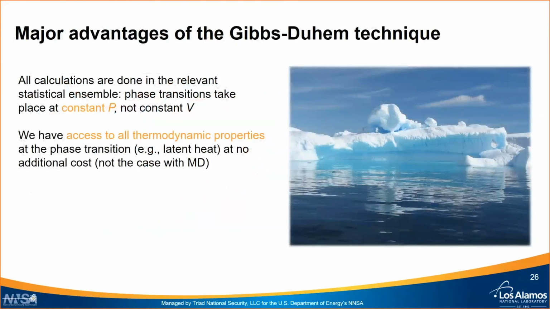Other important advantages include the fact that we are performing all our calculations in the right statistical ensemble, and in particular, everything is done at constant pressure and not at constant volume. So in nature, phase transitions do not occur at constant volume. And that's why ice floats on top of water. They occur at constant pressure. So that's something that you don't have with the MD simulation approach. You are forced to do it at constant volume.